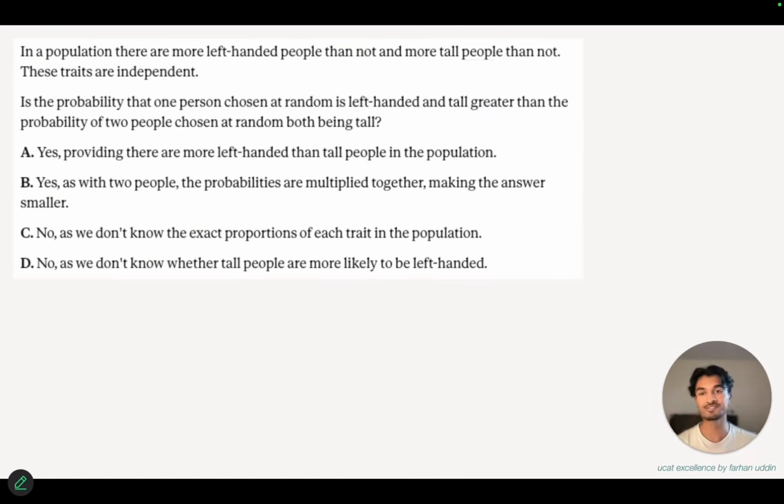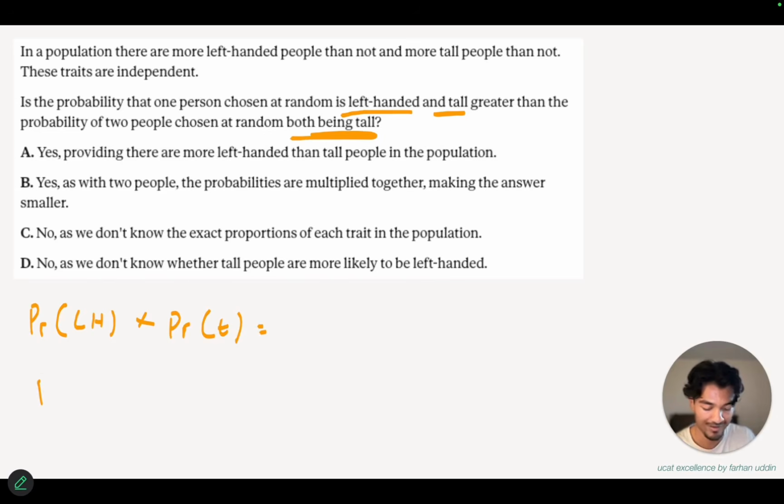All right, let's run through this together now. So in a population, there are more left-handed people than not and more tall people than not. And these traits are independent. Is the probability that one person chosen at random is left-handed and tall greater than the probability of two people chosen at random that are both being tall? So here's what it's asking. Is the probability of someone being left-handed times tall greater than someone being tall and then another person being tall?